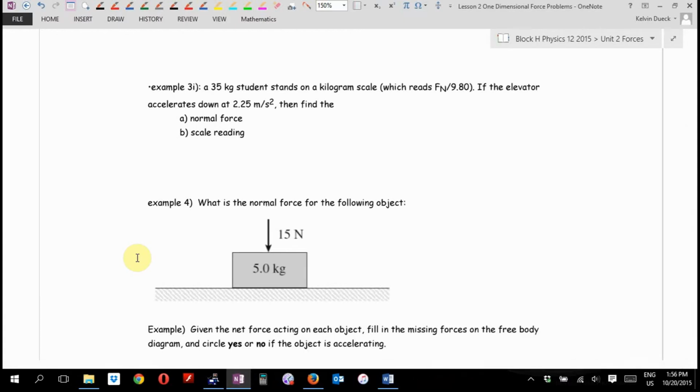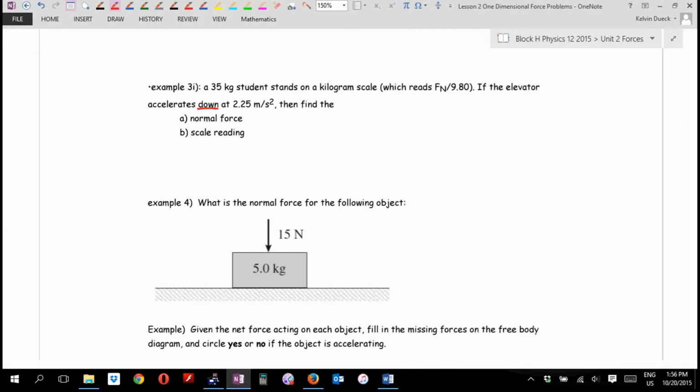A student stands on a bathroom scale. Now, if you actually are standing on a scale reading in kilograms, what it does is it takes the normal force and it just divides it by 9.8. That's the scale that they put on there. If the elevator accelerates down, you know what? I would underline the word down. That's going to be important. Find the normal force, find the scale reading.